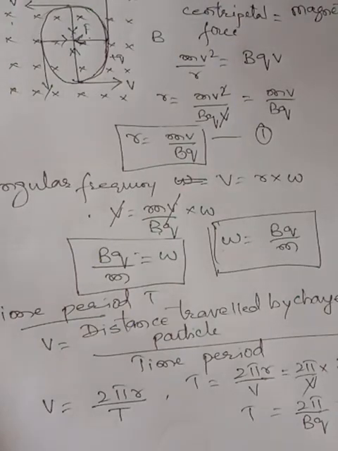Now next we have to calculate the angular frequency. What is angular frequency? v is equal to r into omega. This we have derived in the first year only. v is equal to r into omega, where r is the radius and omega is the angular frequency. So substituting the value of r from equation 1, what will we get?